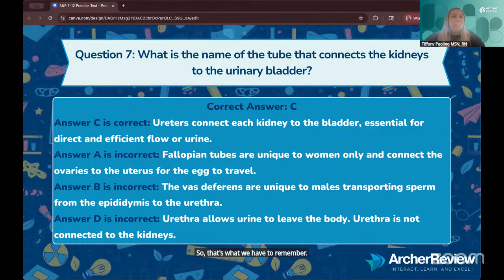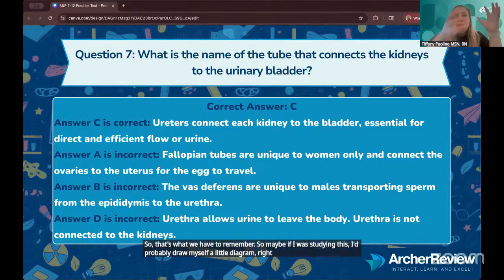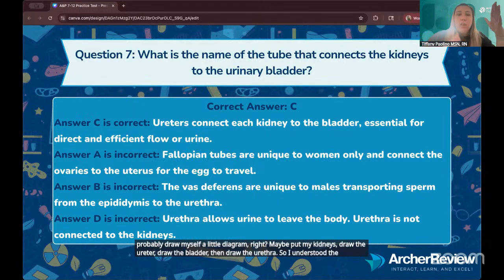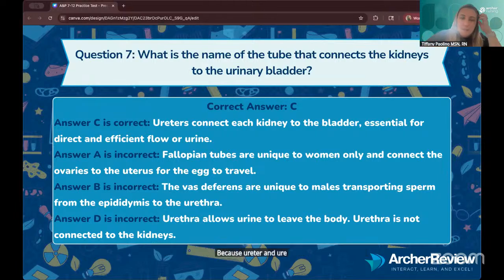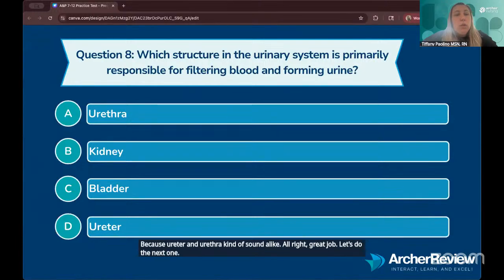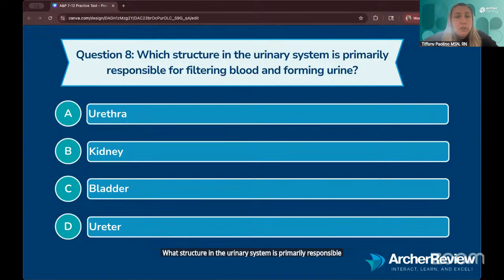So maybe if I was studying this, I'd probably draw myself a little diagram, right? Maybe put my kidneys, draw the ureter, draw the bladder, then draw the urethra. So I understood the flow, because ureter and urethra kind of sound alike. All right, great job. Let's do the next one. Which structure in the urinary system is primarily responsible for filtering blood and forming urine?